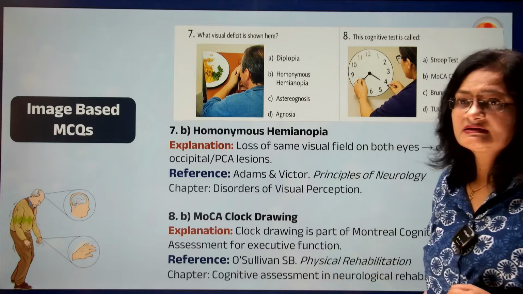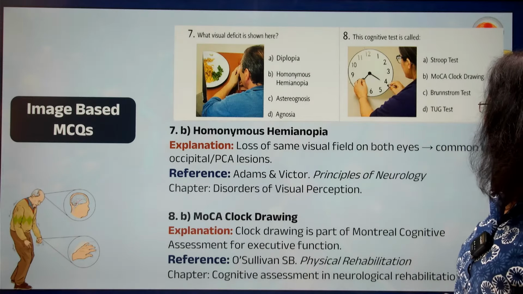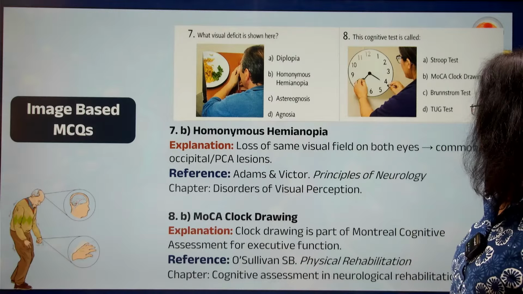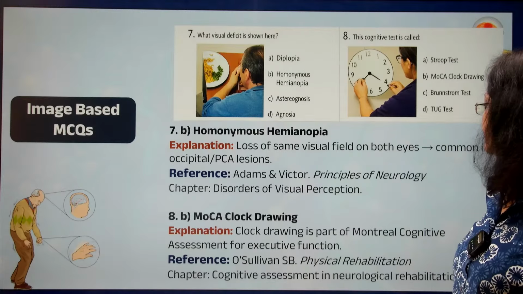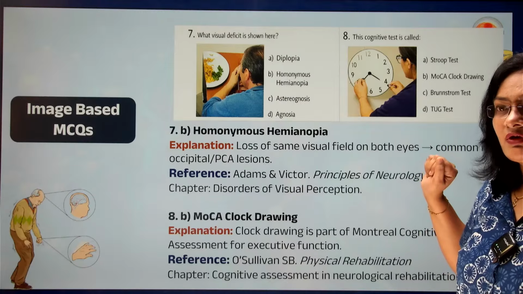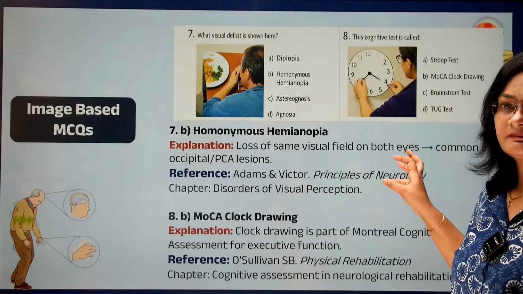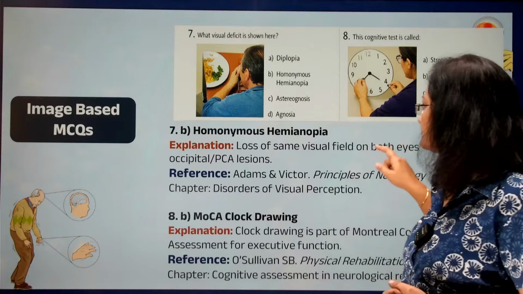The next: this cognition test is called the Stroop test, MoCA clock drawing, Brunnstrom test or Tuck test. MoCA is used to assess cognitive function. So this is the MoCA clock drawing test, which is shown in this figure.